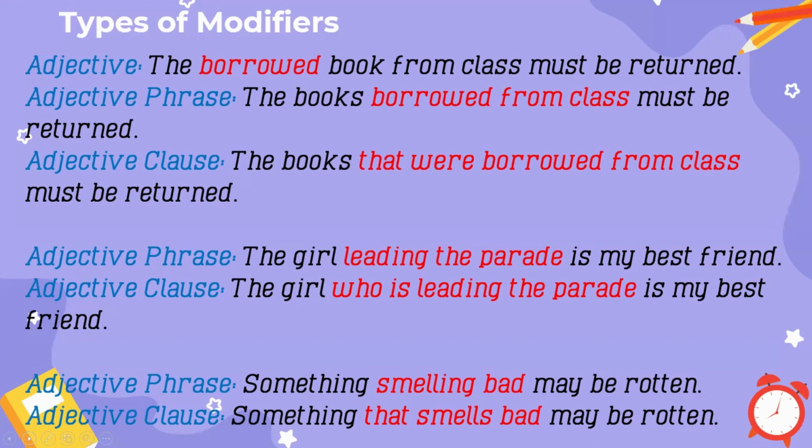So you see, modifiers or adjectives can be in different forms, but still they function as an adjective. They may have different physical properties, but they function as an adjective. So you can vary your modifiers.